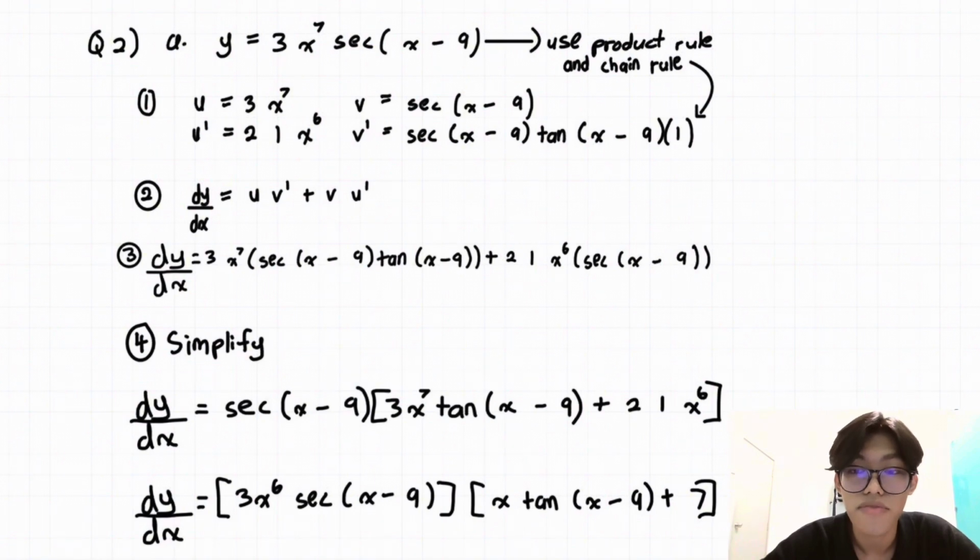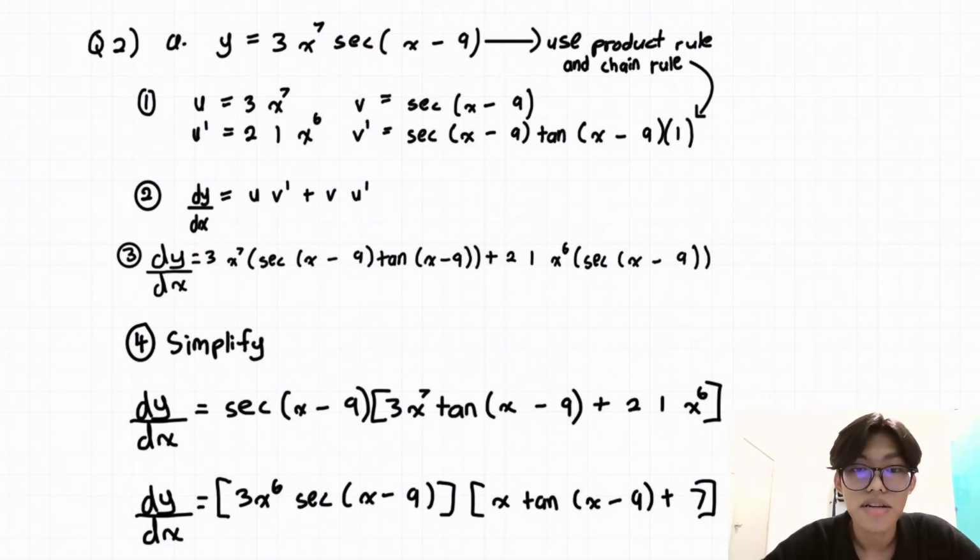So the first step we have to find is the derivative. For u, we have 3x^7. u prime, we have 21x^6. v is sec(x) minus 9, and v prime we have sec(x) minus 9 tan(x) minus 9. Why 1? Because x is equal to 1, and 9 is equal to 0 because it's a constant. So the second step, we have to use the product rule. So the equation for product rule is dy/dx = uv' + vu'. Then we just have to substitute all the values that we get into this equation.